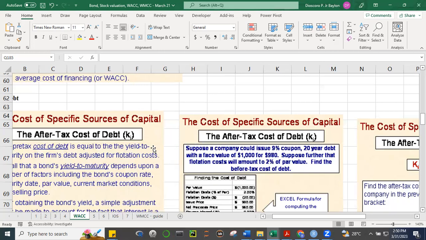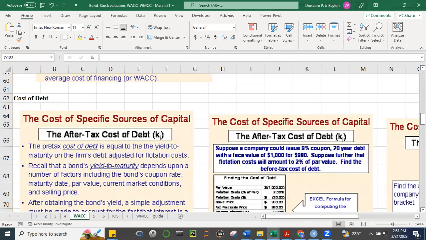Because the company enjoys tax savings due to the use of debt, the cost of debt becomes whatever your yield to maturity is, and then we subtract the tax savings generated by virtue of the use of debt. Unlike the common stock and the preferred stock, we don't net them after tax. It's only the cost of debt. So we have some examples here.